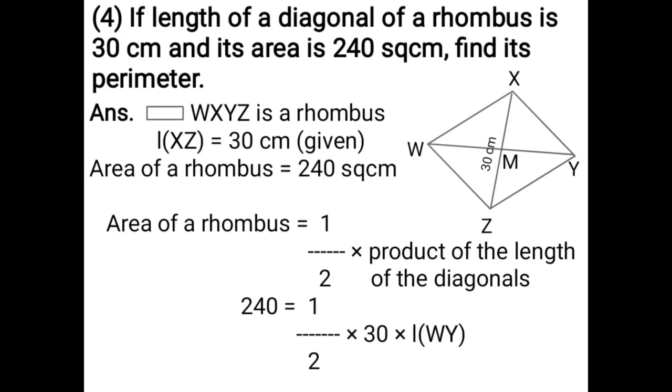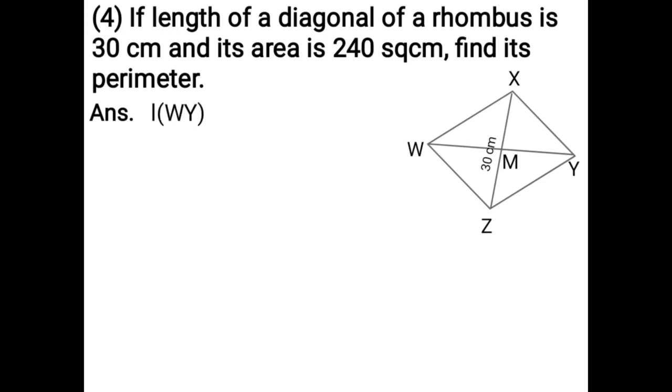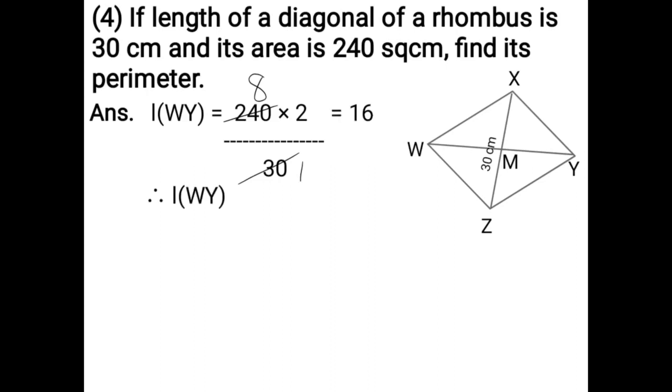You have to find length of WY. Length of WY you have to take on the left side, and 240 into 2 you have to write in cross multiplication form. 240 into 2 you have to take on the numerator. Number 30 which is on the numerator you have to take on the denominator. That is length of WY is equal to 240 into 2 upon 30. Now you have to do the cancellation table. 3 ones are 3, 3 eights are 24, so 240 becomes 8. Now you have to multiply: 8 twos are 16. Therefore, length of WY is equal to 16 centimeter. Length of other diagonal of a rhombus, that is length of WY, is equal to 16 cm.